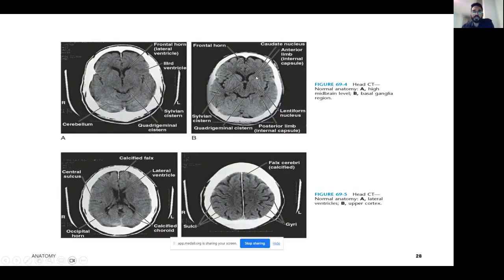Next level is the basal ganglia. Here there are some important structures that you can find. You can see the caudate nucleus. You can see the marking here. So this is the caudate nucleus.